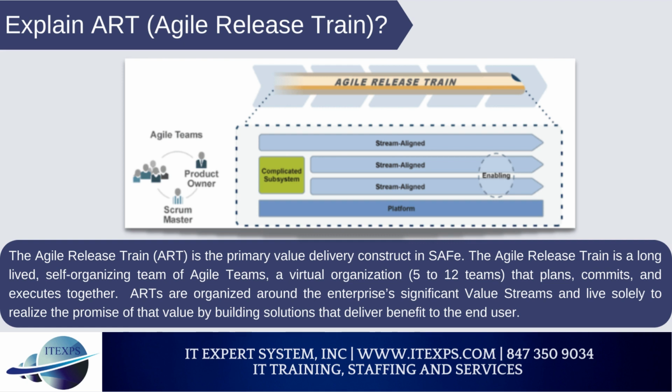ARTs are organized around the enterprise's significant value streams. They live solely to realize the promise of that value by building solutions that deliver benefit to the end user. Hence, an ART is basically a team of teams responsible for the regular release of features and business benefits. All the teams of an ART are bound by a common vision, program backlog, and a roadmap. An Agile release train typically consists of 50 to 125 people.